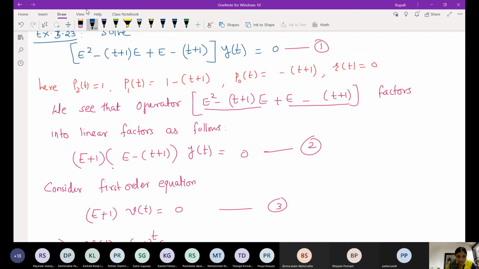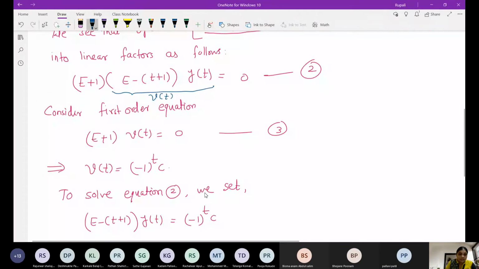Let us call this whole thing v of t. So if I call E minus t plus 1 y of t is equal to v of t, then what will I get? E plus 1 operated on v of t is equal to 0. Right? So my v of t will be minus 1 raised to t c. This is a first order equation with constant coefficient, so it is minus 1 raised to t times some constant c.